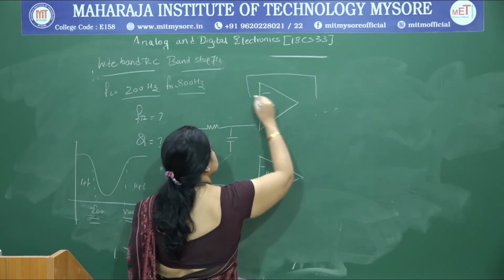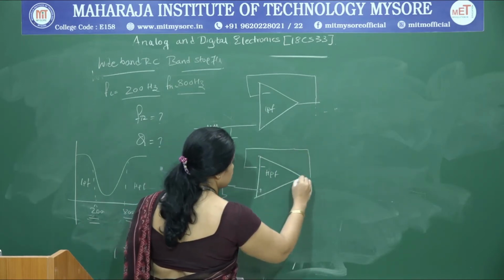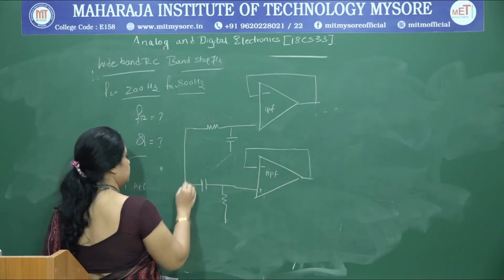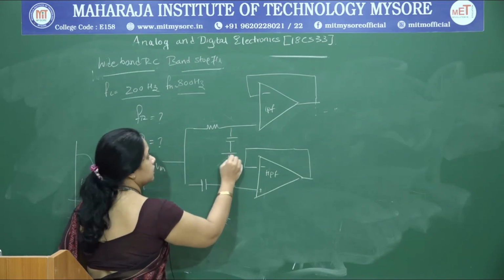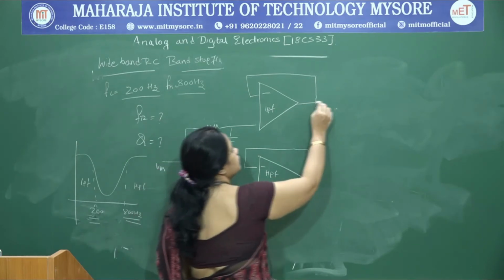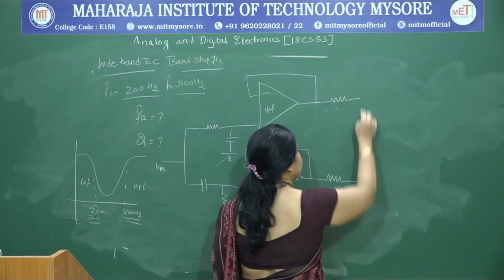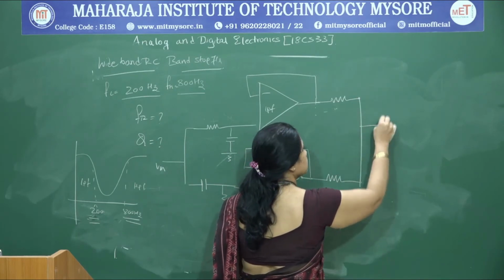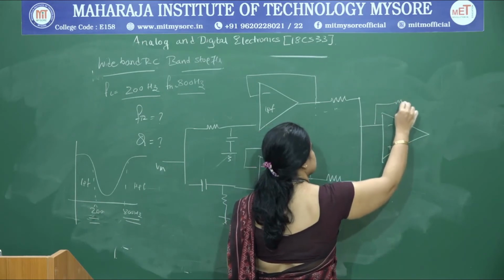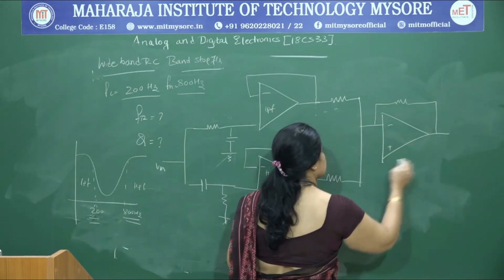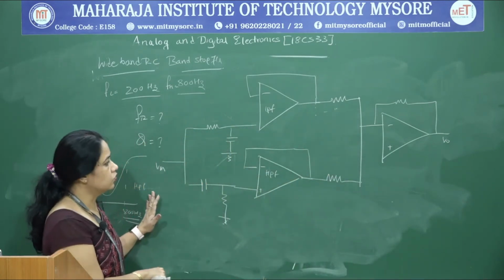And just connect it back. So, the input is given here and this is fed to a summing amplifier. This is how the circuit looks.